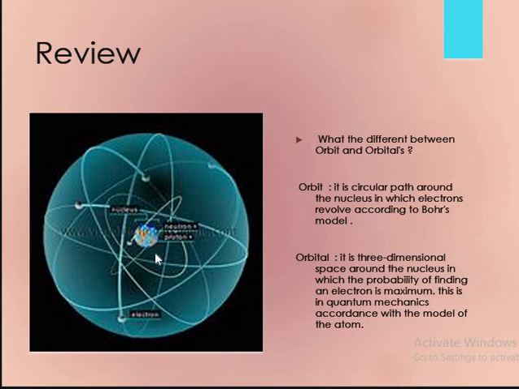So in orbit, again, look here, it's a circular path around the nucleus in which the electron can be found, and it comes from classical mechanics. Now what about orbital? An orbital is a three-dimensional space around the nucleus. That means it represents this electron cloud around the nucleus, and it comes from quantum mechanics. So that is the difference between orbit and orbital. And that is the end of this video.